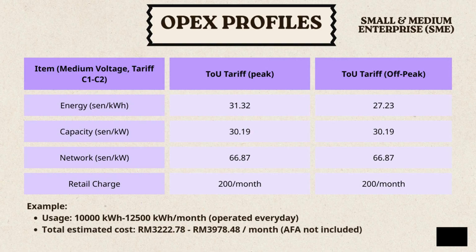This slide shows the OPEX profile for a small and medium enterprise using medium voltage electricity under tariff C1 to C2. Here, the charges are separated into time of use tariff, which includes peak and off-peak periods. During peak hours, the energy charge is 31.32 cents per kilowatt, while during off-peak it is slightly lower at 27.23 cents per kilowatt. The capacity charge remains the same for both periods at 30.19 cents per kilowatt, and the network charge is also fixed at 66.87 cents per kilowatt.